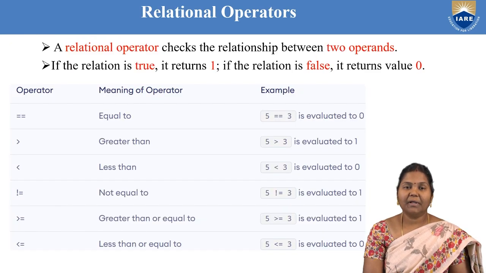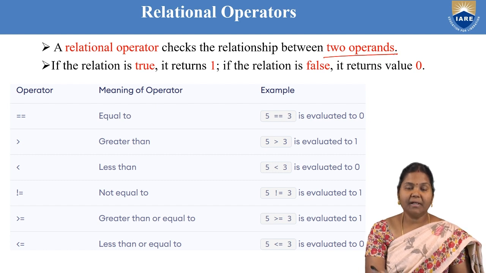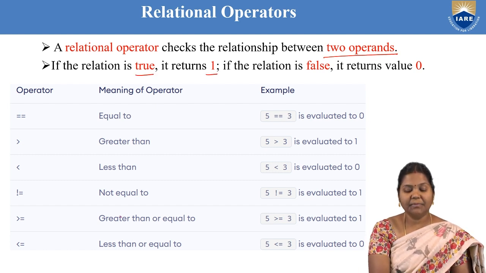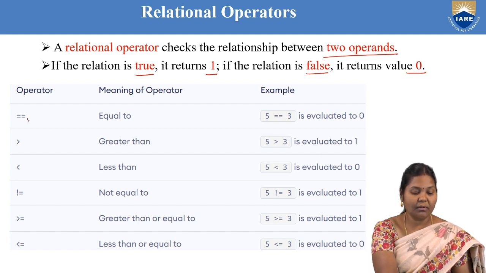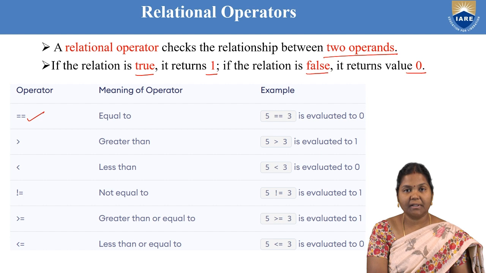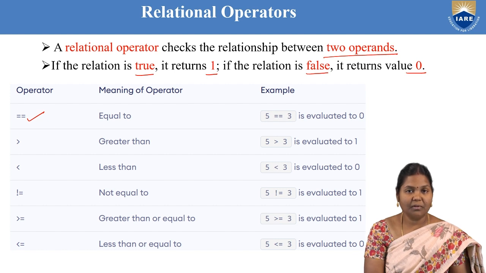The second category of operators is called relational operators. A relational operator checks the relationship between two operands. If the relationship is true, it returns 1. If the relationship is false, it returns 0. One operator is the double equals to, which is called the comparison operator. Suppose you are comparing the LHS with the RHS. If the left hand side value is equal to the right hand side value, then we say that it is true, or both are equal. When both are equal it will return true, otherwise it will return false, 1 or 0.